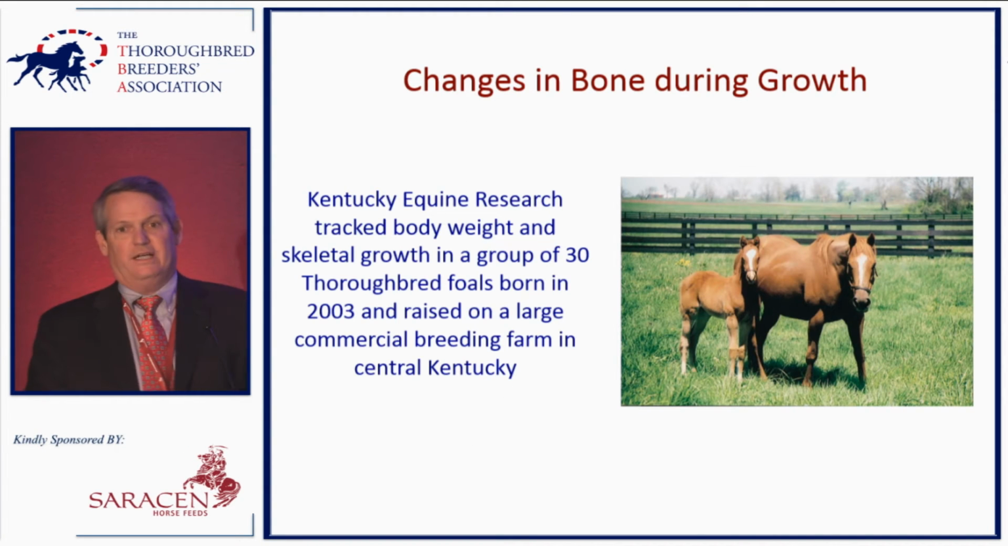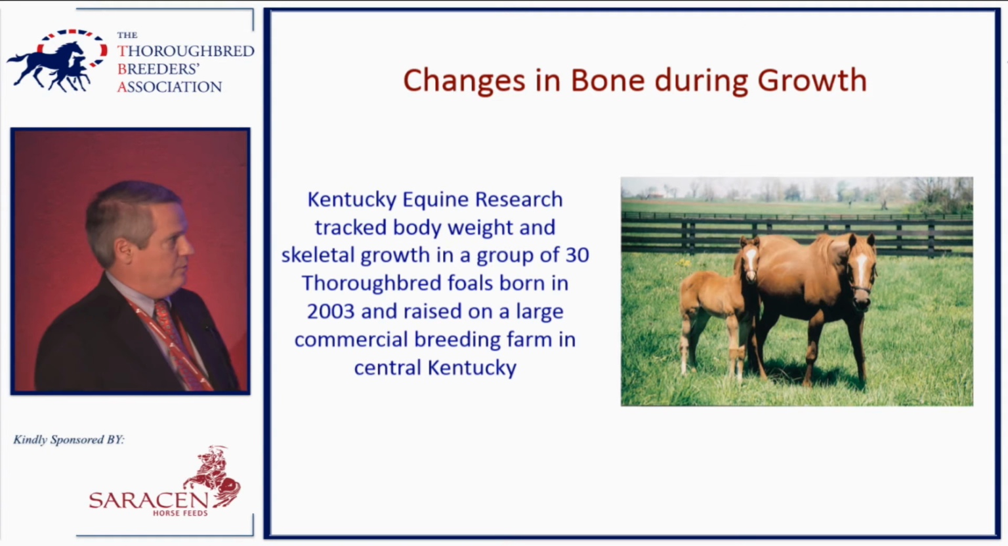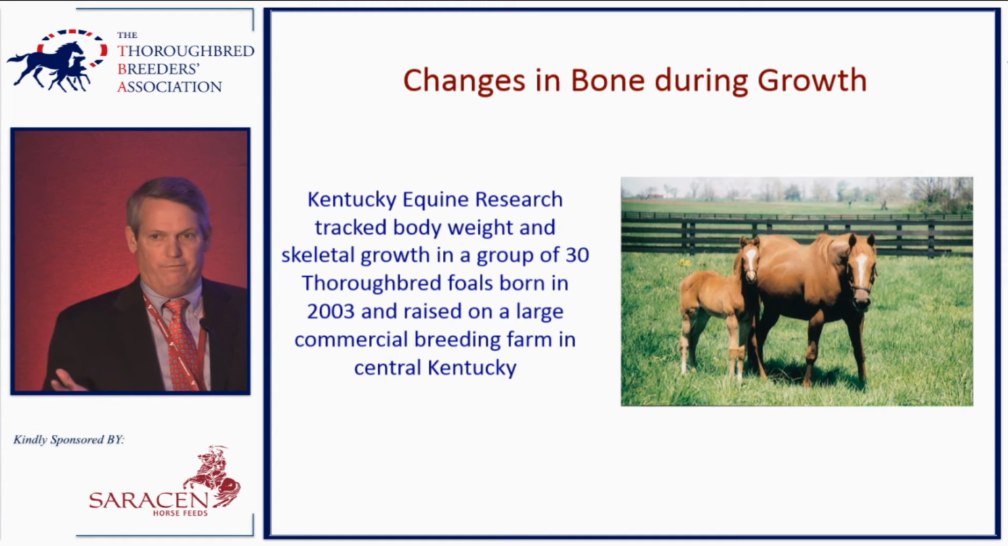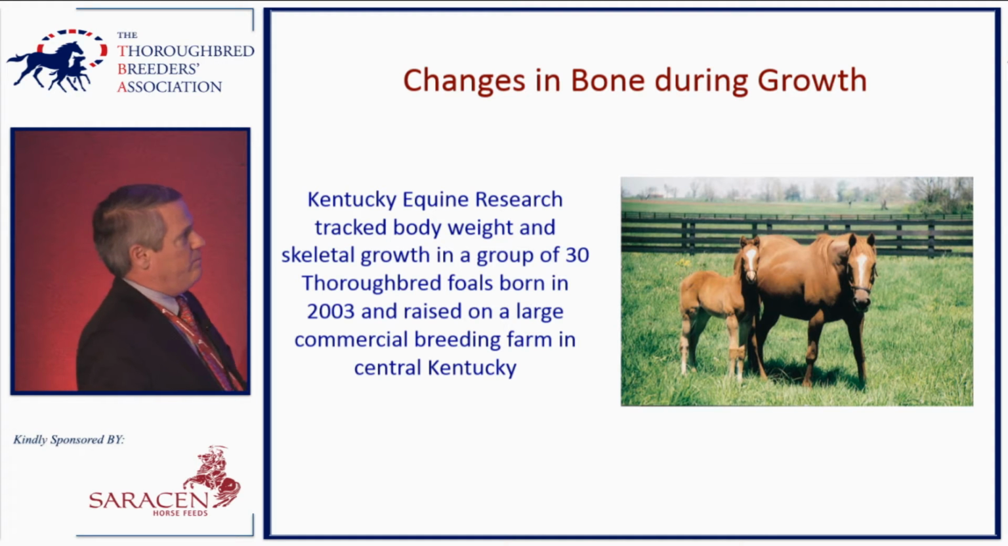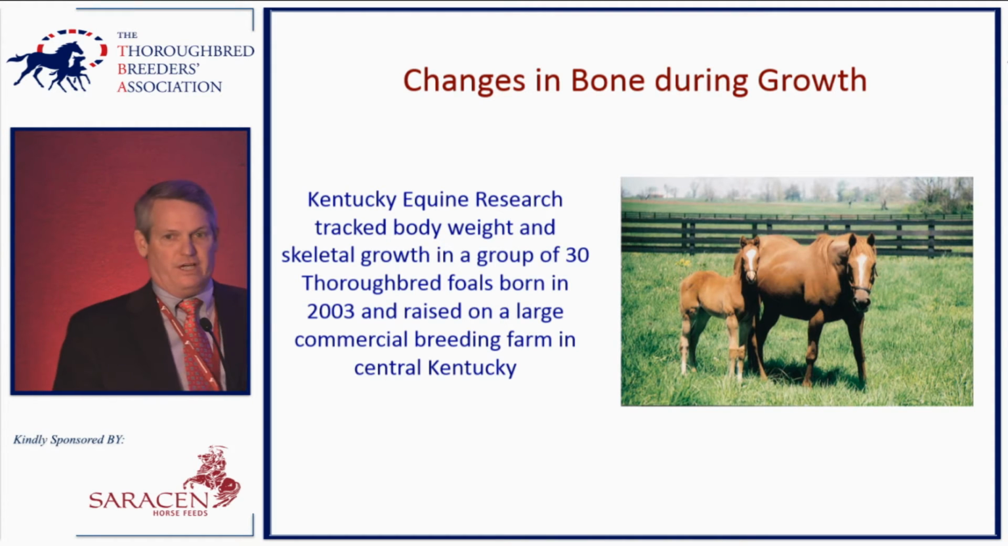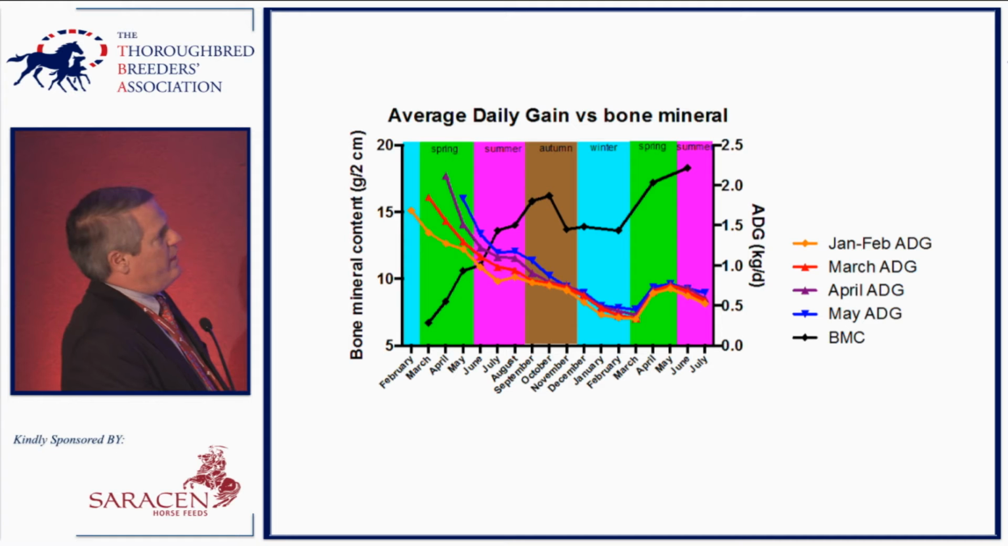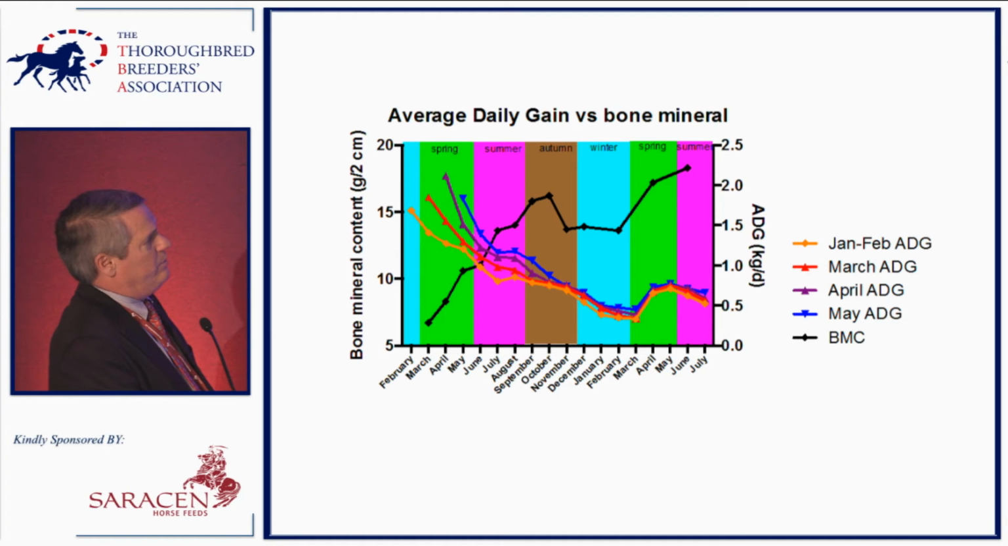So we've used this technique in 3 different studies that I'd like to tell you about. First of all, we wanted to just see what happens to bone in normal foals that are grown on a Kentucky farm. In this particular study, we followed 30 thoroughbred foals that were raised on a commercial farm. Monthly, we took these x-rays, they were weighed, the regular measurements were also made. This graph I showed you this morning, this is average daily gain in a typical bunch of foals. The black line here is bone mineral content. So you can see that bone mineral content starts quite slow, increases quite rapidly.